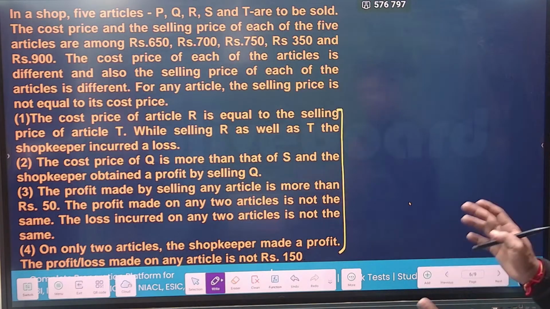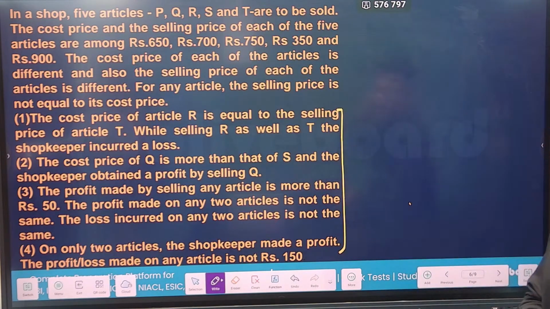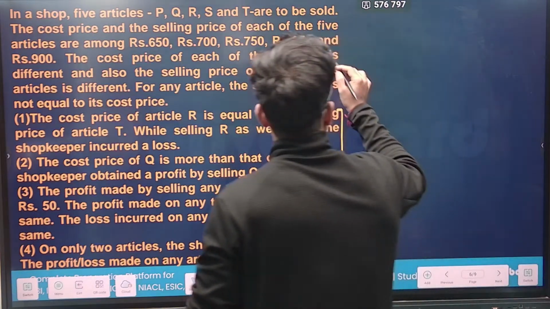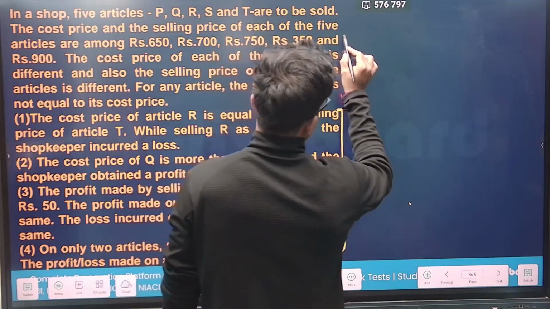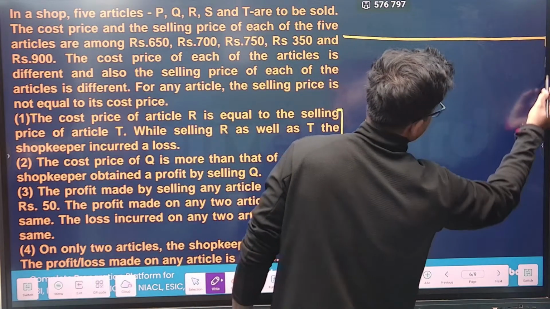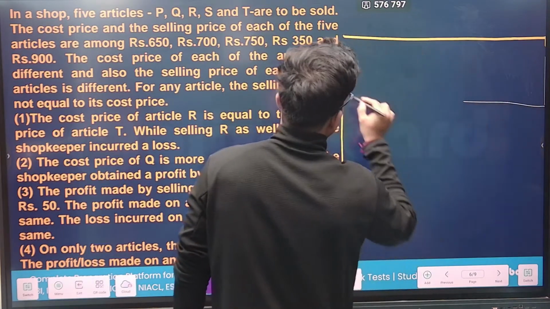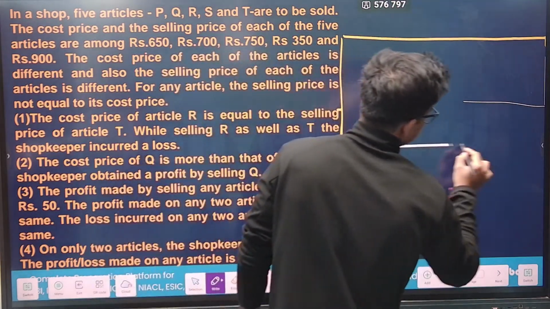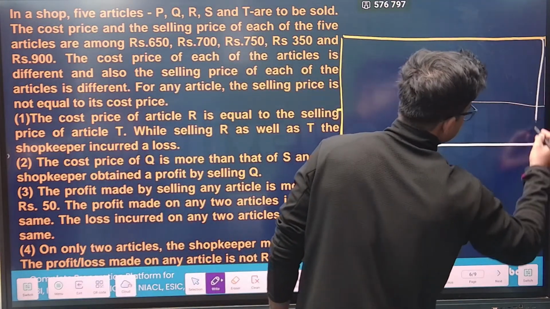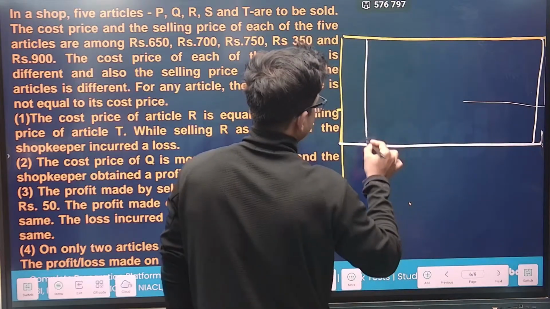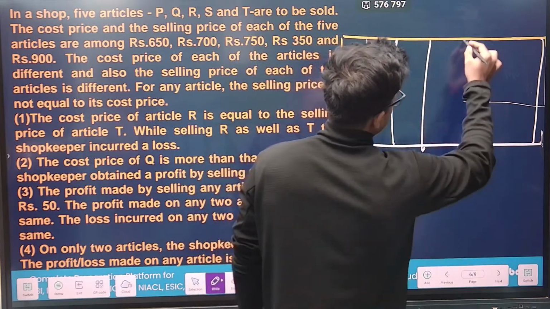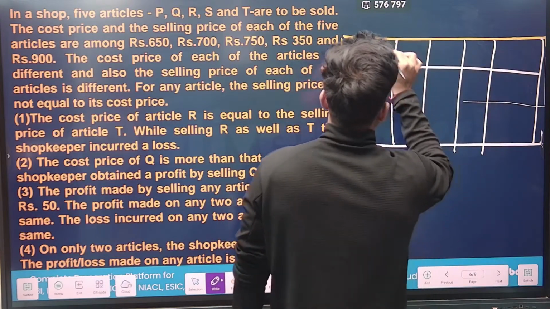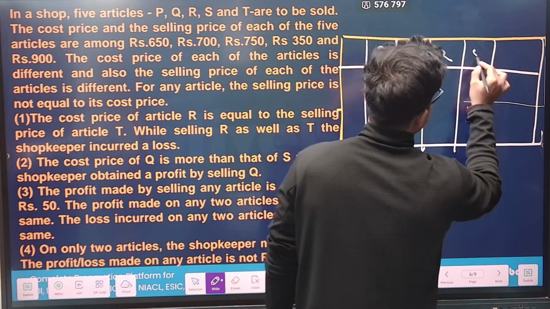Okay, now just to make you understand, we have 5 articles. Let me draw here 5 articles in a box like that. I'm just drawing it so that there is no confusion, and I would try that everyone should also try along with me, guys. So we have 1, 2, 3, 4, so it is like P, Q, R, S, and T.